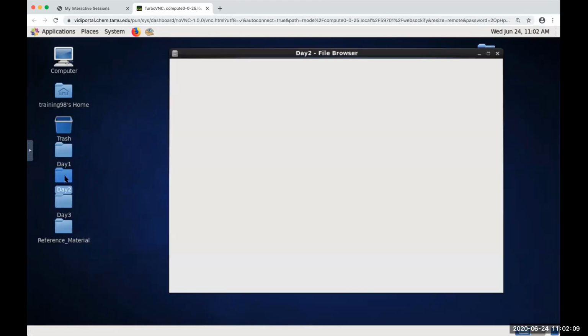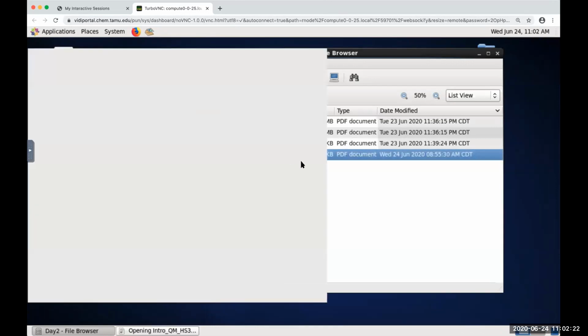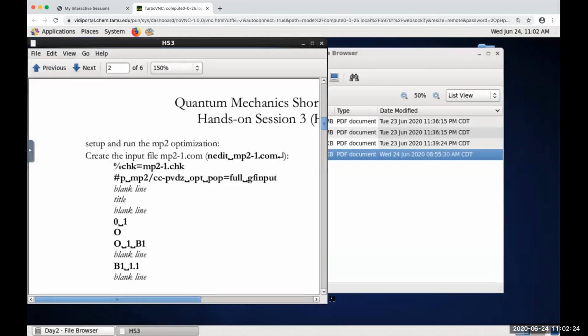Okay, so if you go into your day 2 folder, you will see the lecture slides have been posted there, and there are the hands-on sessions posted there. So let's go ahead and go into hands-on session 3.